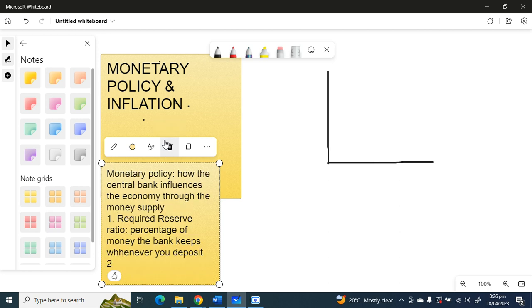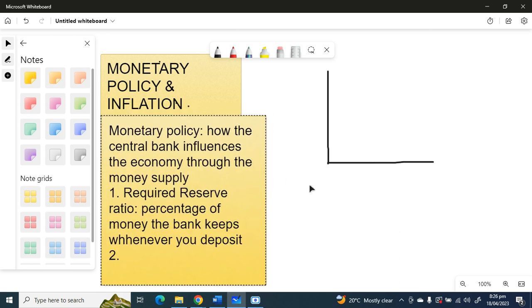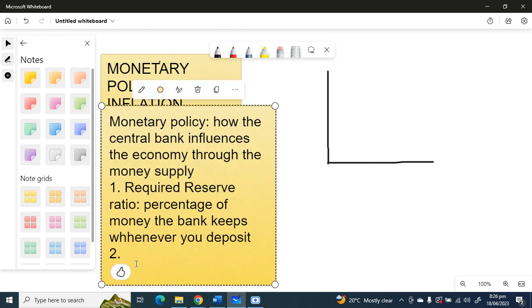Second tool, anybody to give it a shot? The second tool, oh, I actually even mentioned them earlier on. The discount rate, this is the interest rate the central bank charges the commercial banks. All right, remember the commercial banks bank with the central bank, and they can also get loans from the central bank. So the central bank charges them an interest rate, and that's called the discount rate.